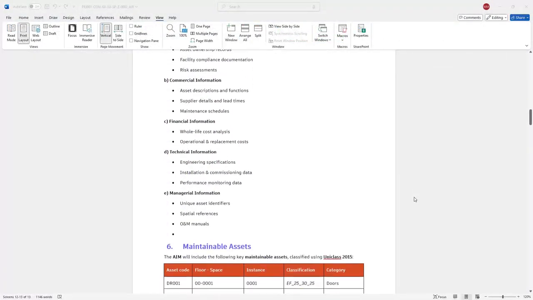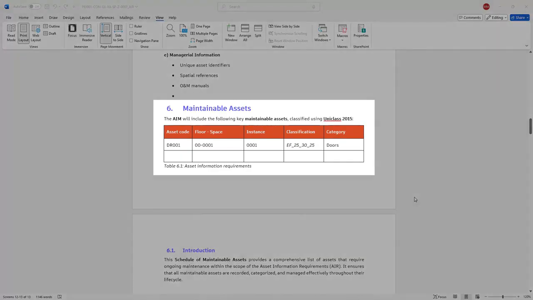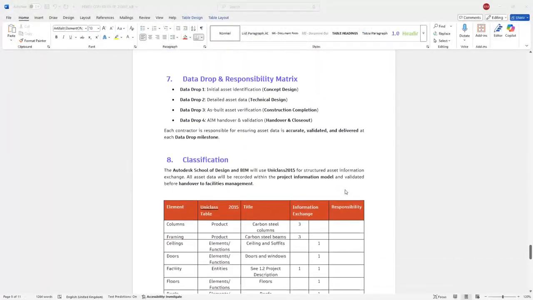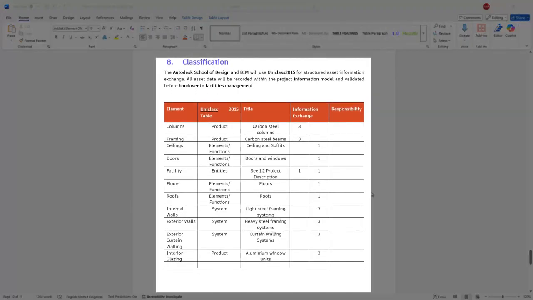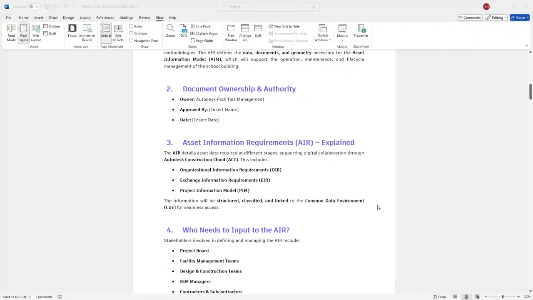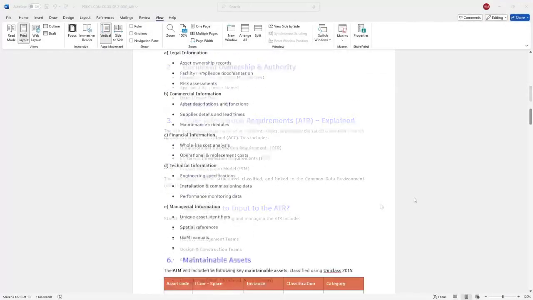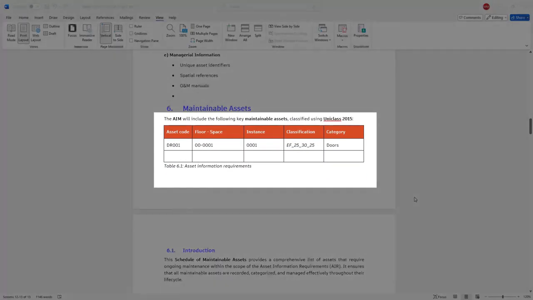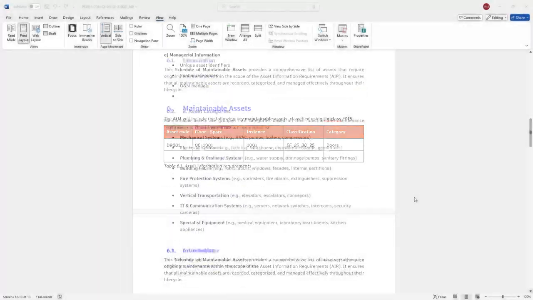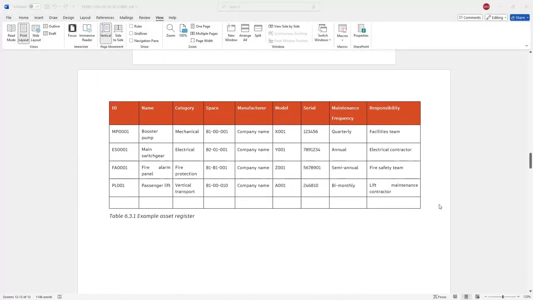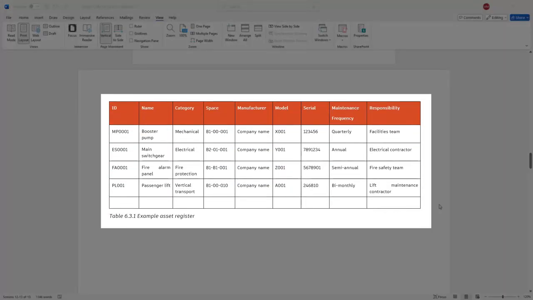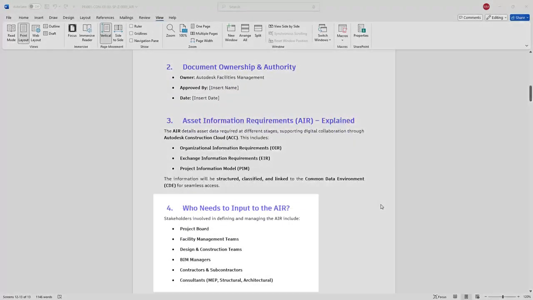The AIR is structured to communicate what information is needed to be defined, what classification system is used, and in this example, UniClass 2015, how that information is stored and exchanged, categories of equipment that need maintained, such as boilers or doors, what variables exist, such as asset tags, QR codes, and serial numbers, who or what roles should assign the data, and the time frequency of data collection.